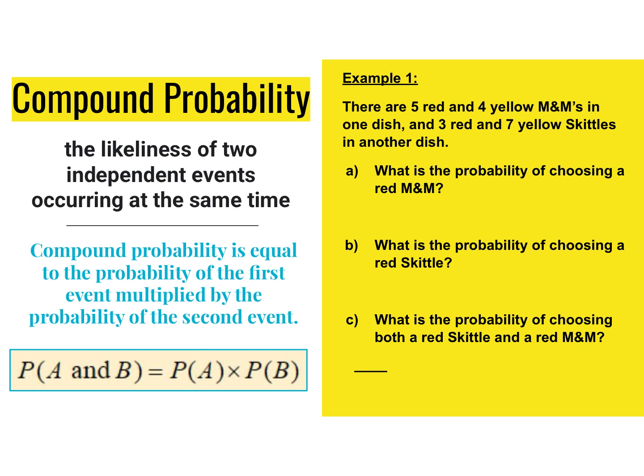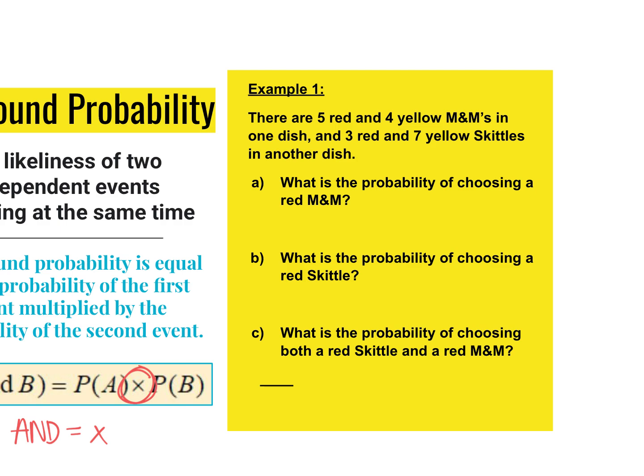Here is our scene that we are setting. We have a dish that has 5 red and 4 yellow M&Ms in it, another dish that has 3 red and 7 yellow Skittles in it. And what we want to do is find the probability of these different scenarios. Now, when we are doing and scenarios, you guys, we are always going to be multiplying. So and is multiplying your different options together. Let's talk about what that looks like here.